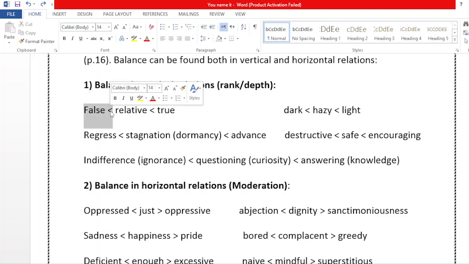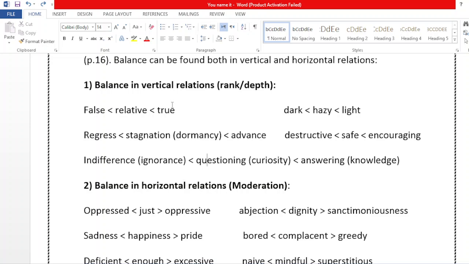So consider, for example, falsehood, relativity, and truth. Truth is at a higher level than relative, and relative is at a higher level than falsehood. So truth explains the relativity, and relativity explains falsehood. Or consider dark, hazy, and light. Light is at a higher level than hazy, and hazy is at a higher level than darkness. Consider indifference, questioning, and answering. Answering is at a higher level than questioning, and questioning is at a higher level than indifference. Indifference is a sign of ignorance, questioning is a sign of curiosity, and answering is a sign of knowledge.